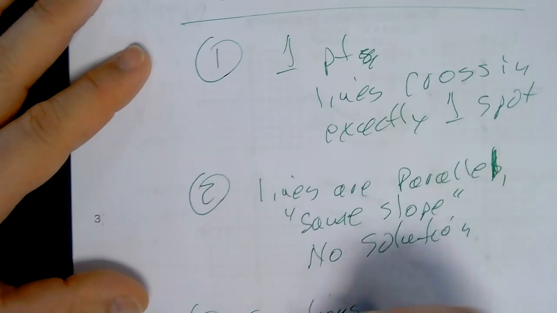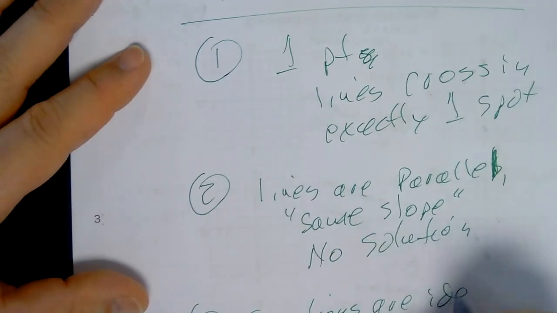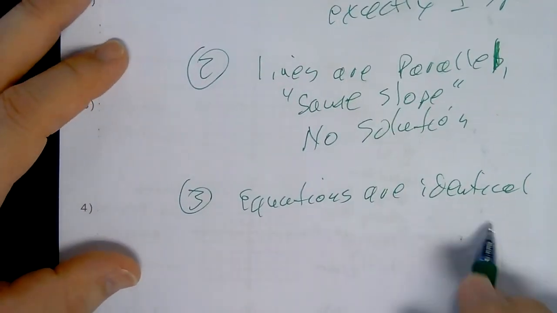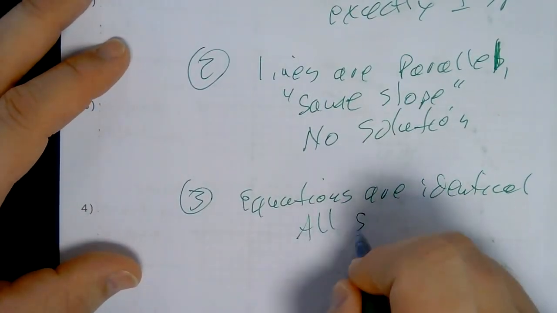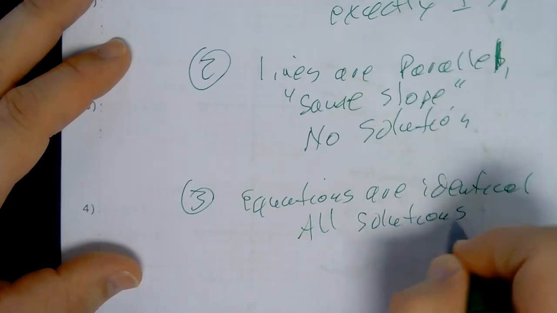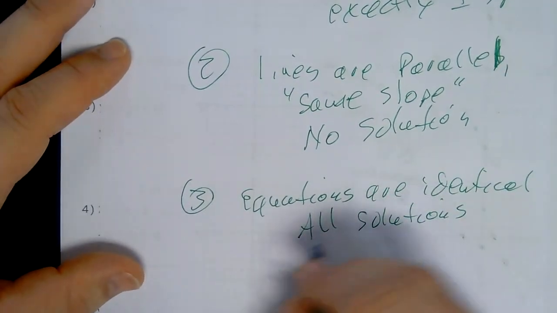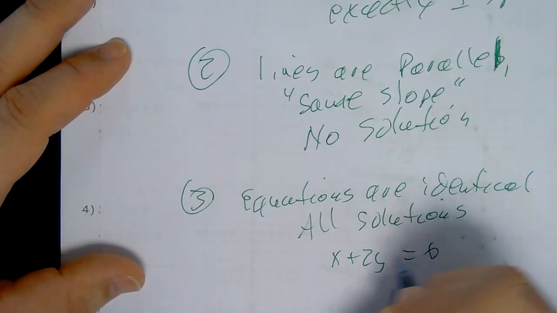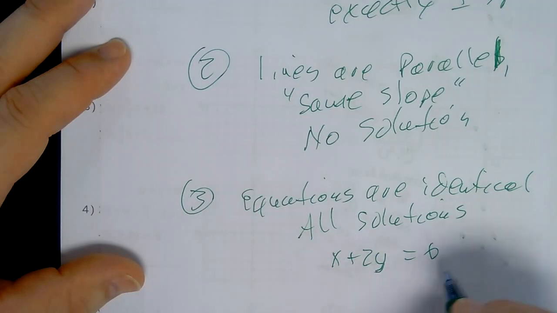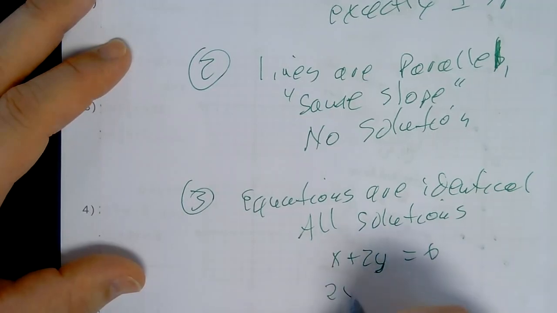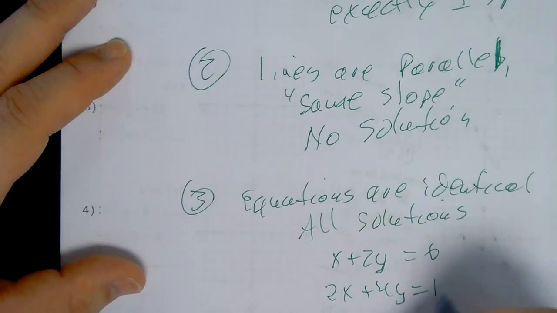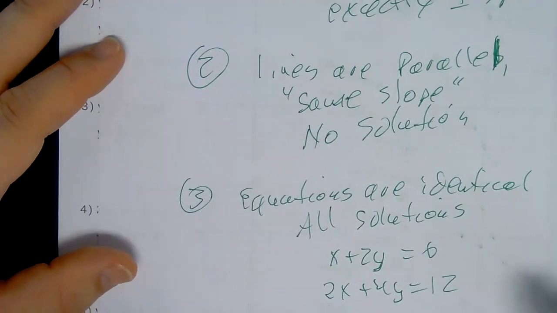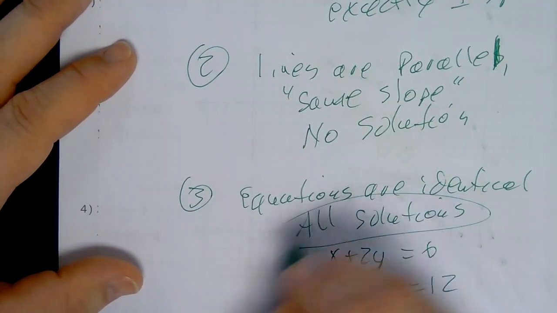And the third possibility, equations are identical. They may look different, but the equations actually are identical, and you get all solutions. And what I mean by that is this. Let me give you an example of this one. X plus 2y is equal to 6. And what if I double everything? 2x plus 4y is equal to 12. They look different, but they're really the exact same solution, just in reduced form. So you could get all solutions.